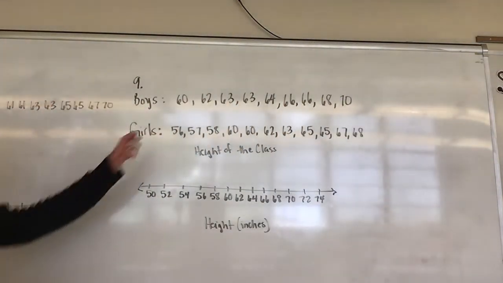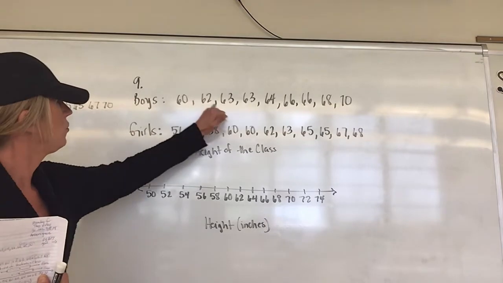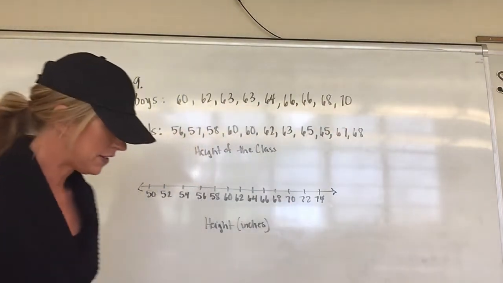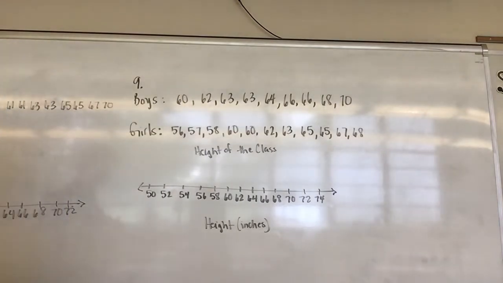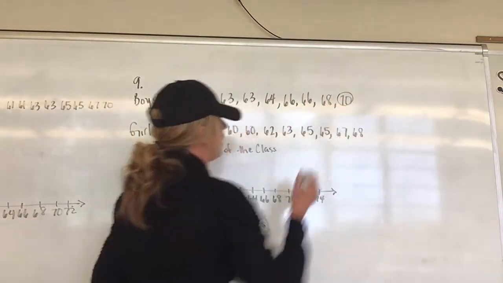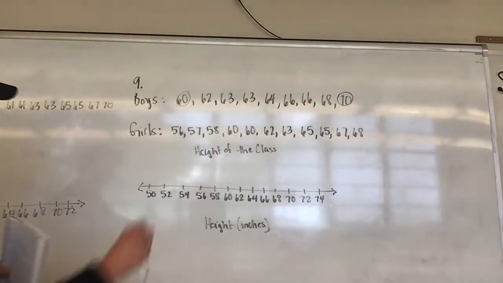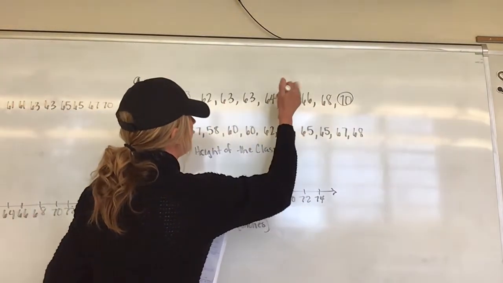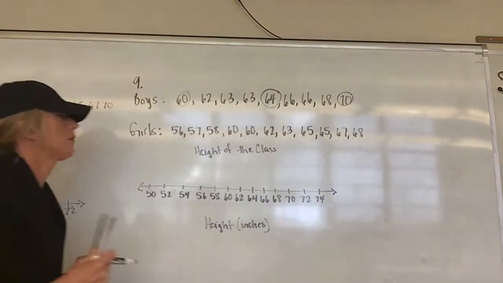Okay, so let's first of all count, make sure we have them all. 1, 2, 3, 4, 5, 6, 7, 8, 9. So we have our 9 pieces of data. Now let's find our 5 key values for the boys, and we'll start with that. So we always do our least and we do our greatest. Okay, there were 9, that means we're gonna have a perfect middle. 1, 2, 3, 4. Circle it. 1, 2, 3, 4. Okay, 64 is our median, perfect middle.